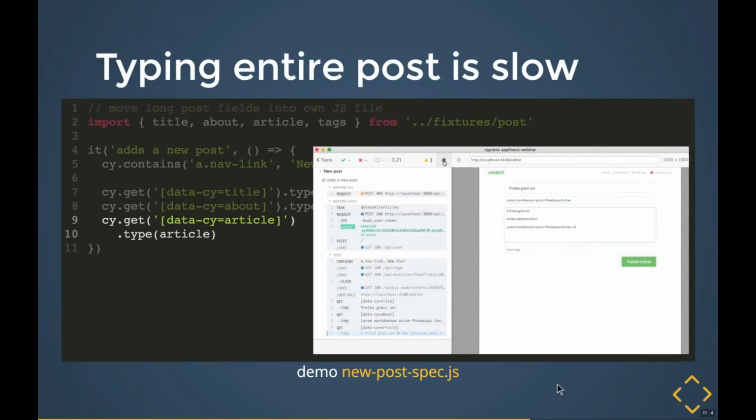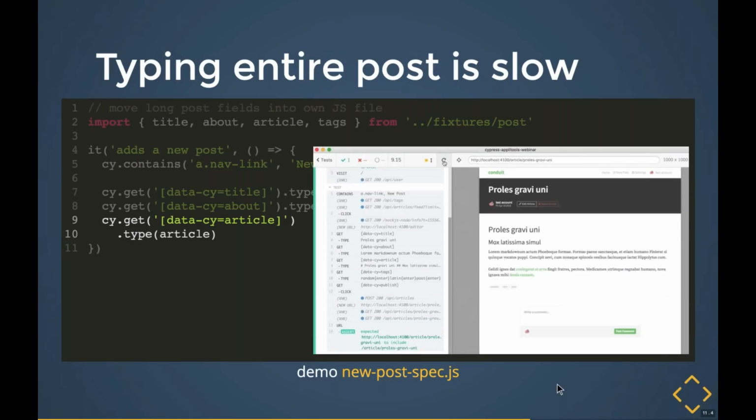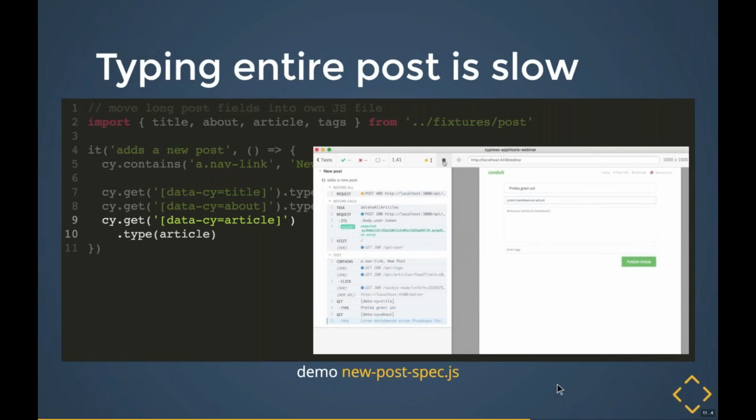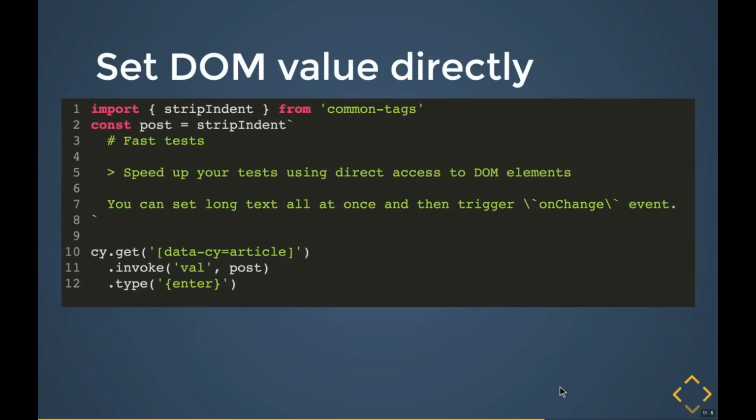Here's an insight. If you type just like a user would type, it takes a while. Imagine typing a long blog post. Typing the whole article so that you have a realistic markdown is kind of slow. So you can take shortcuts.